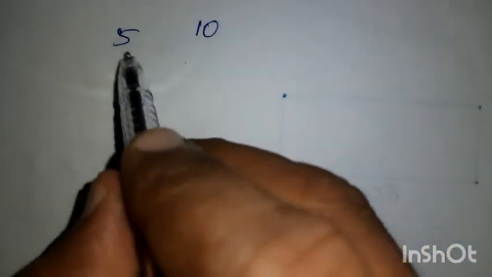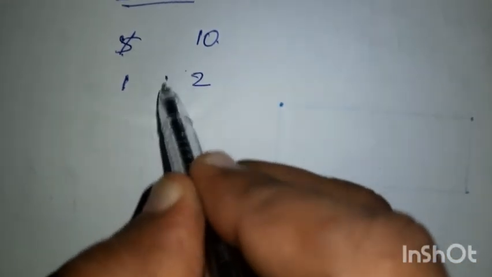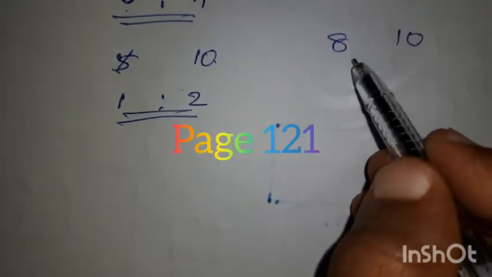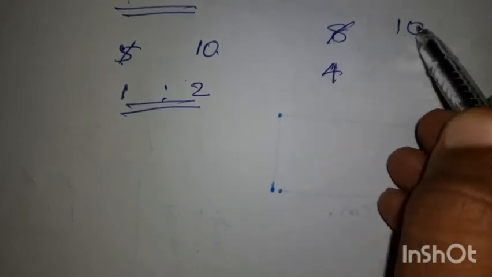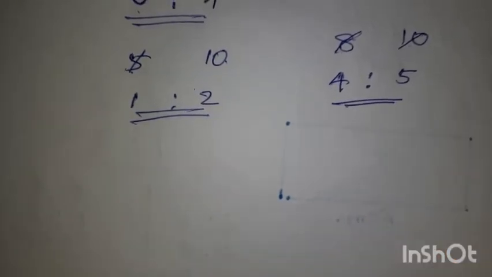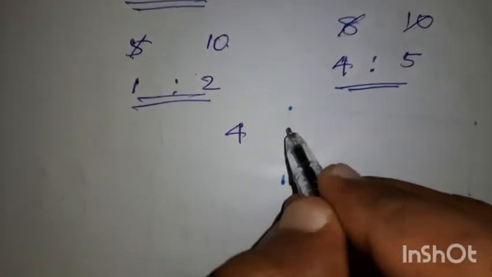I think you got the idea how to find it. Now see this one, 5 and 10. 5 2s are 10. You can divide by 5. 5 1s are 5, 5 2s are 10. So 1:2 ratio. Then 8 and 10. You can commonly divide by 2. If you divide by 2, you get 4. If you divide by 2 here, you get 5. So 4:5 ratio. Then 4 and 12.